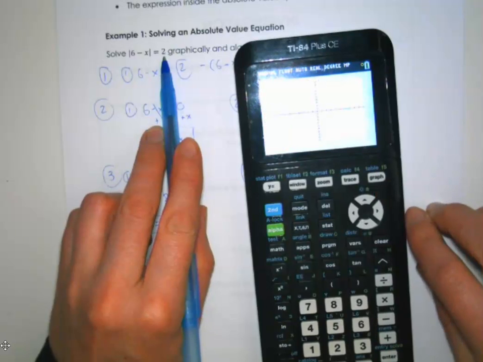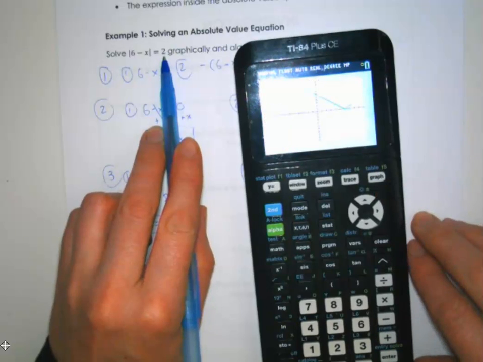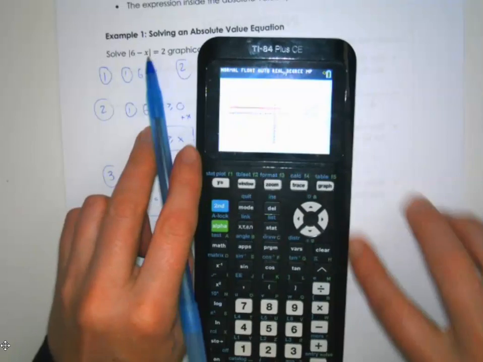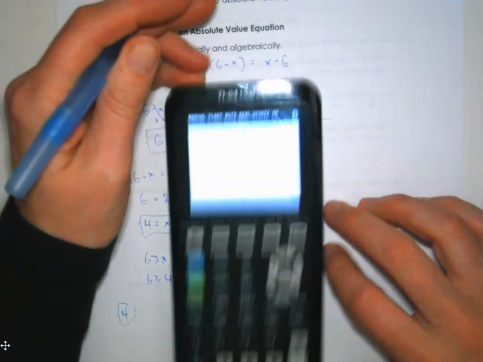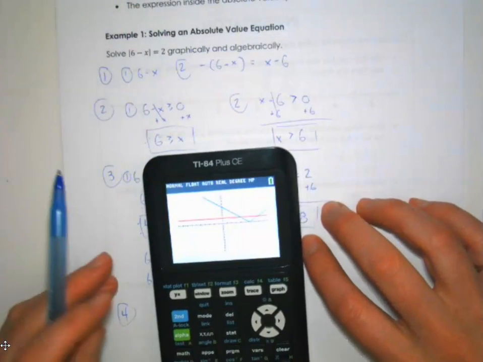Now if we go to our graph, we see that, sorry, it's kind of in a bad spot for reflecting there.